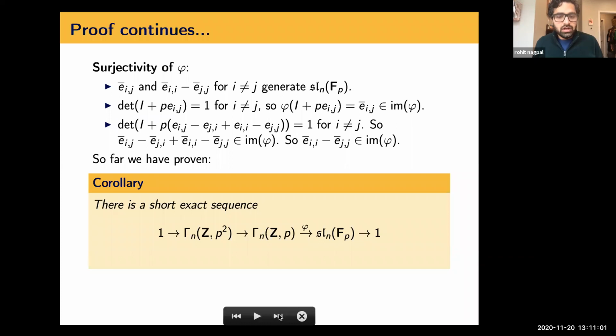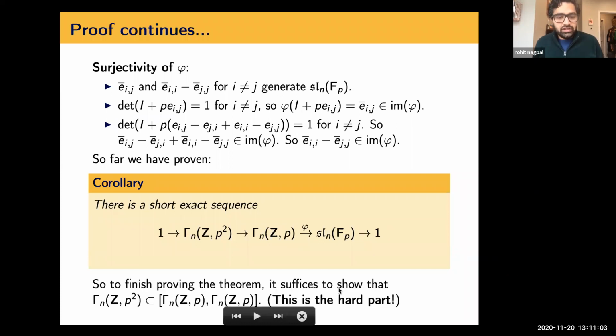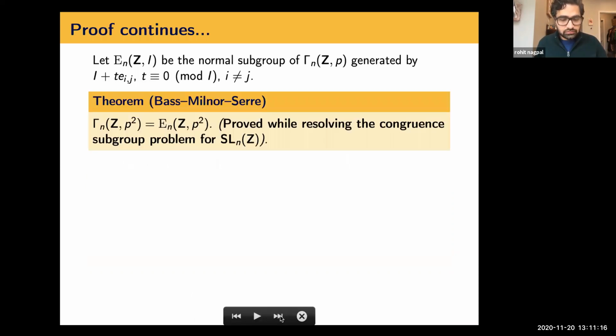So the next part that we need to do is show that this level P squared congruence subgroup is a subset of the commutator subgroup, right? This is actually the hard part of the theorem. So let's see how this is proven.